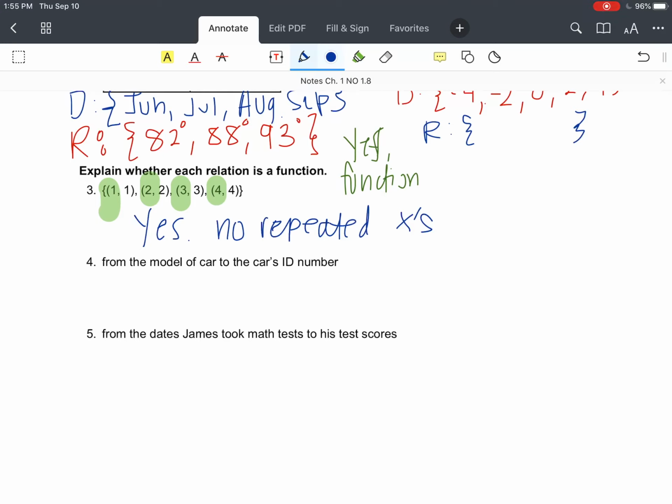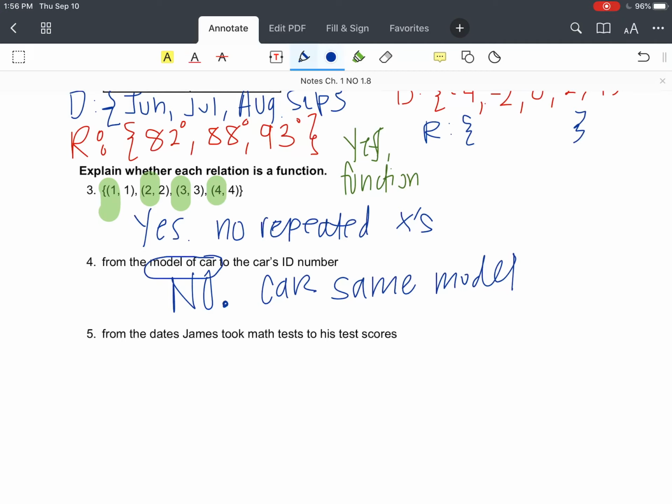All right, number 4, the model of a car to the car's ID number. This would be my input, my domain, the model of the car. Think about it: if you ask your family and friends what kind of cars they have, probably a lot of them have the exact same model. So model is repeated many times over, so this would not be a function. Lots of cars are the same model.